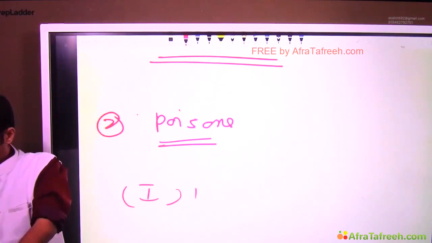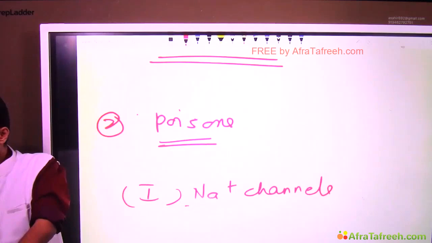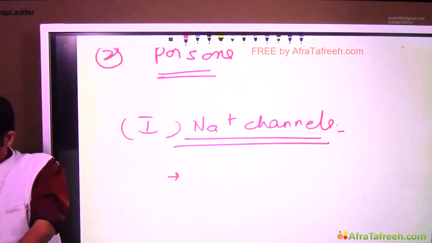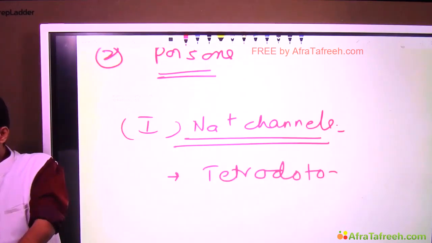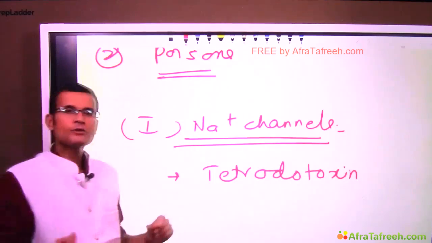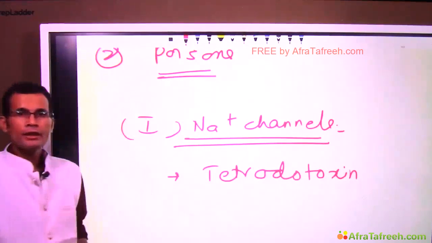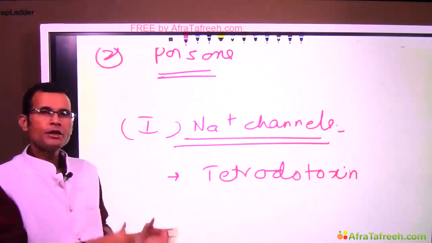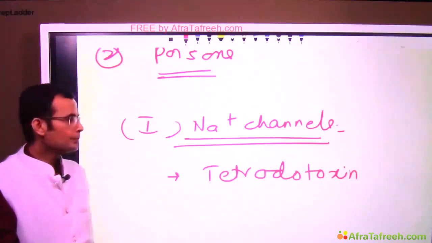Right. So voltage gated sodium channels have these poisons. Tetrodotoxin is a very specific poison for voltage gated sodium channels. It's commonly called fugu poison or nerve gas poison, something like that.